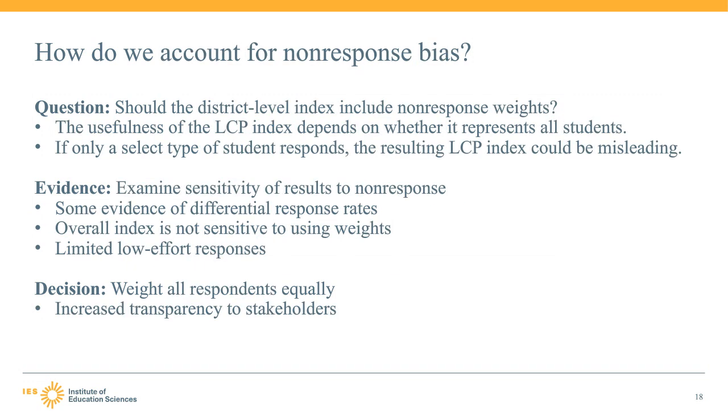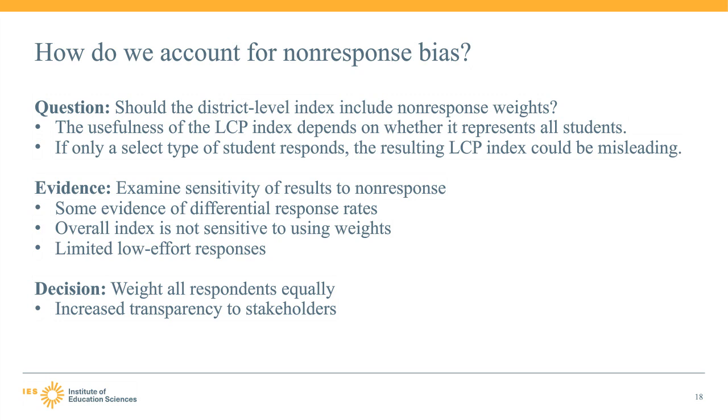The second decision was whether and how we should account for potential non-response bias. The goal of the index is to represent all students in the district, but not all students in the district respond to the survey. And if only certain types of students responded, then the overall index might not be representative. And so we did a few things to investigate this.